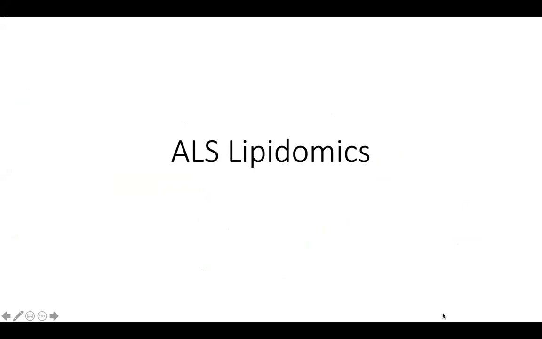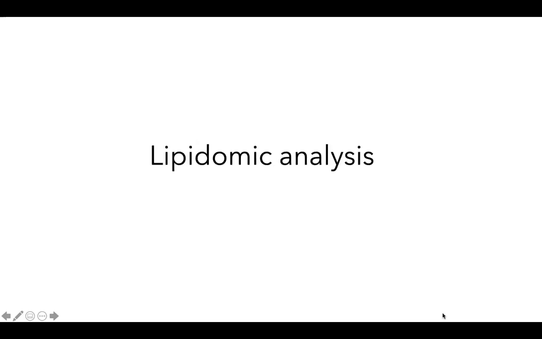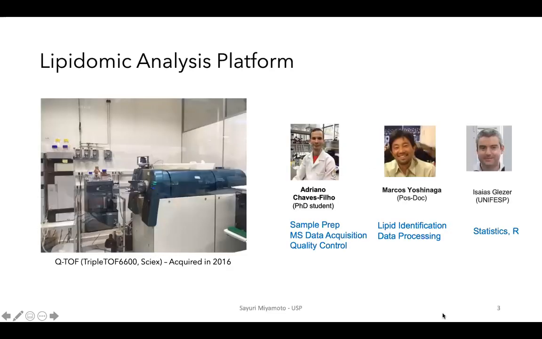So I will just quickly introduce the technique we use in the lab and some previous data before going into the preliminary data that we got for the adipose tissue. This is the lipidomic analysis that we do in the lab. We use a high resolution mass spec, and we established this method together with Adriano, Marcos, and Isaías. Isaías is the guy that will probably join us soon, but we do this analysis.